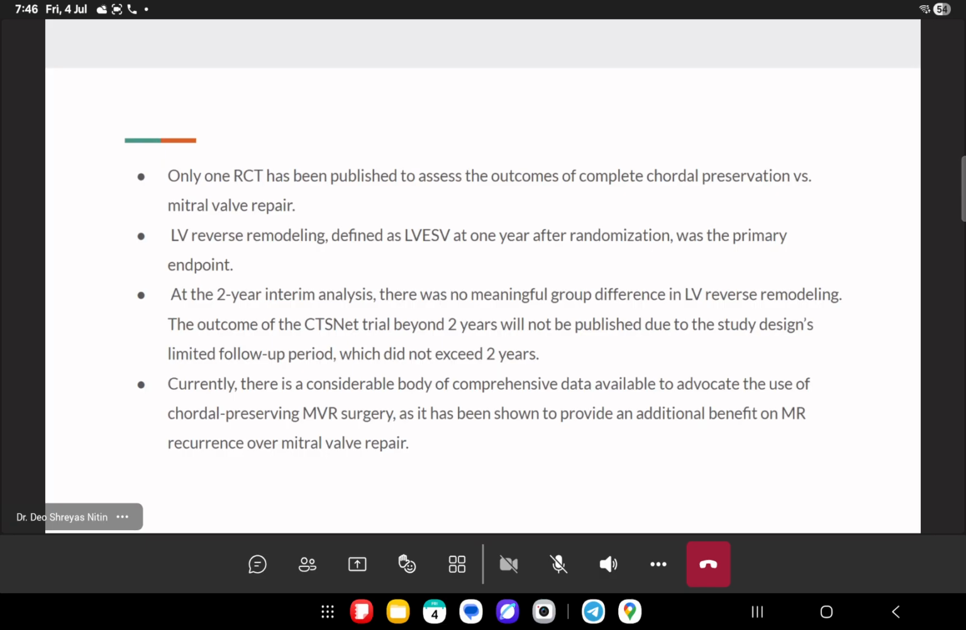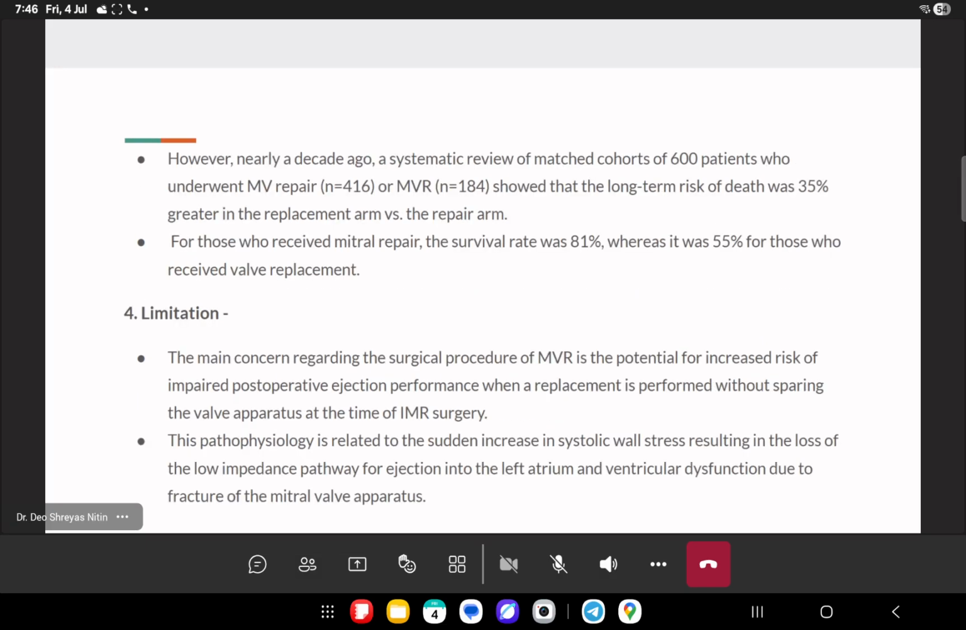Currently, there is a considerable body of comprehensive data available to advocate the use of chordal preserving mitral valve replacement surgery, as it has been shown to provide additional benefit on MR recurrence over mitral valve repair. However, near a decade ago, a systematic review of matched cohorts of 600 patients who underwent mitral valve repair or mitral valve replacement showed that long-term risk of death was 35% greater in the replacement arm versus the repair arm. For those who received mitral valve repair, the survival rate was 81%, whereas it was 55% for those who received valve replacement.